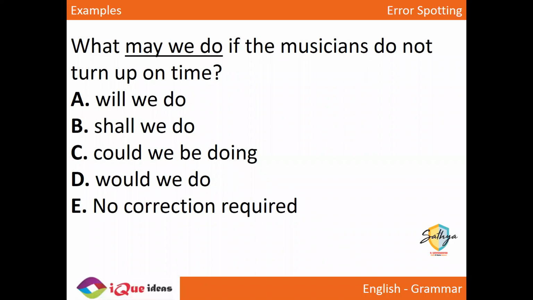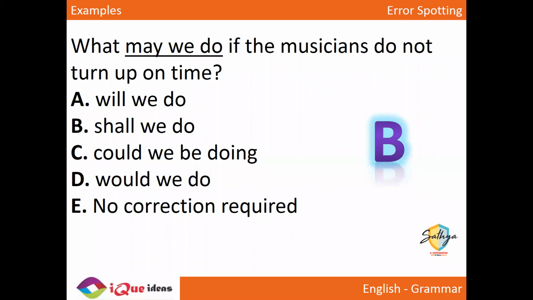You are not asking for somebody's permission, you are wondering what you will end up doing. So what shall we do if the musicians do not turn up on time, right? May is asking for somebody's permission. यहाँ पे आप परमिशन नहीं मांग रहे हो, आप सोच रहे हो कि अगर म्यूजिशियंस टाइम पे नहीं है तो हम क्या करेंगे. So what shall we do if the musicians do not turn up on time. हम क्या करें.